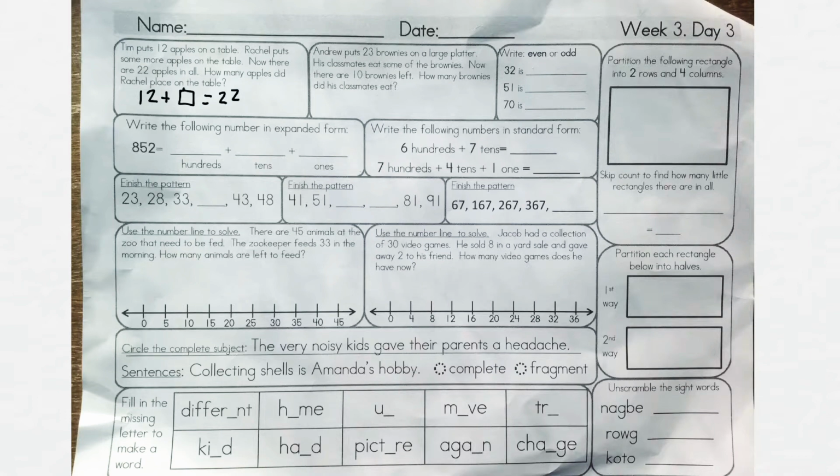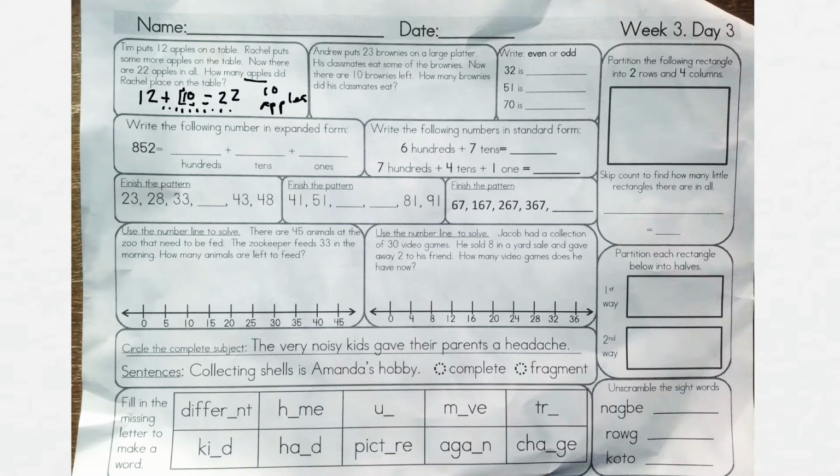Start at 12, then count up to get to 22. 12, 13, 14, 15, 16, 17, 18, 19, 20, 21, 22. That would be 10 dots that I made. So it must be 10. So your answer to that was 10. She had 10 apples. A-P-P-L-E-S. The word apples is right in your story problem, so you should have it spelled correctly.